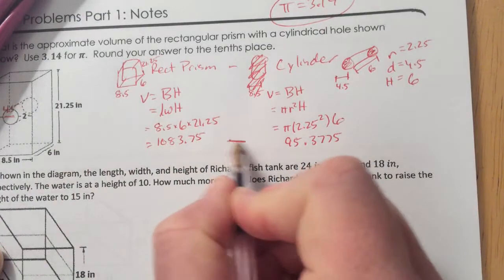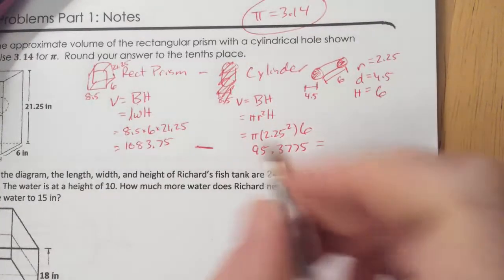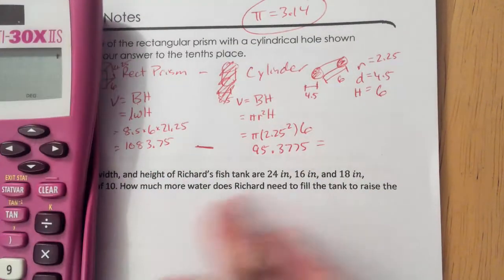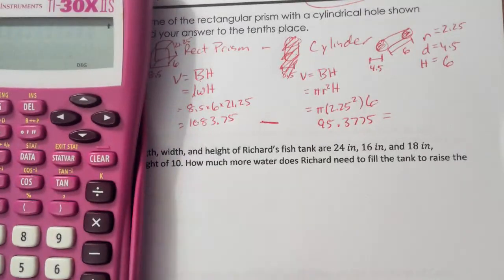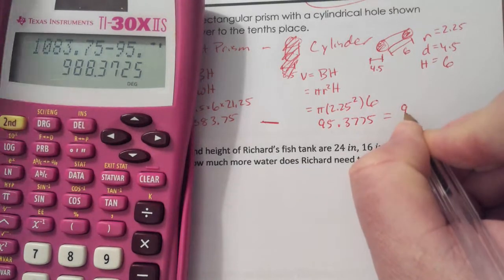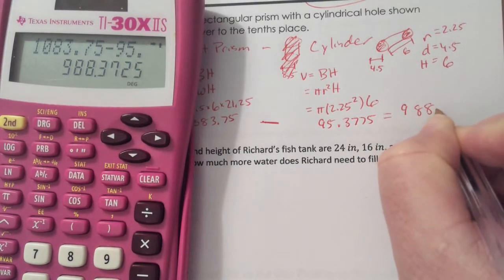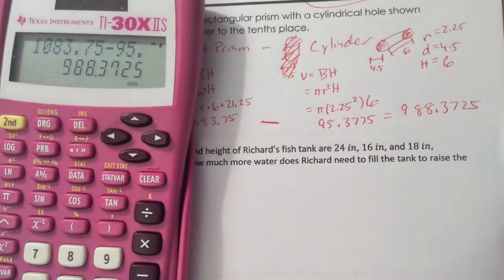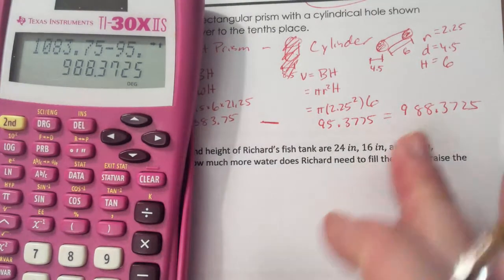Okay, now what are we supposed to do with these two numbers? We're going to subtract those two numbers. So when we subtract those two numbers, and you're using every decimal, we're not rounding yet. So 1083.75 minus 95.3775. You put that in the calculator. You pop out with 988.3725. And now that would be our answer.